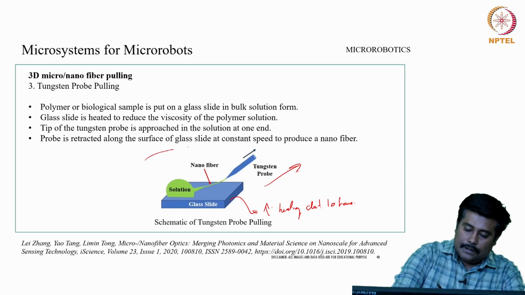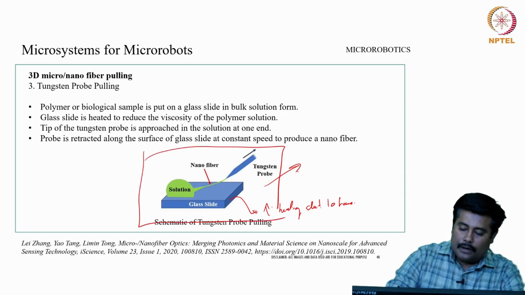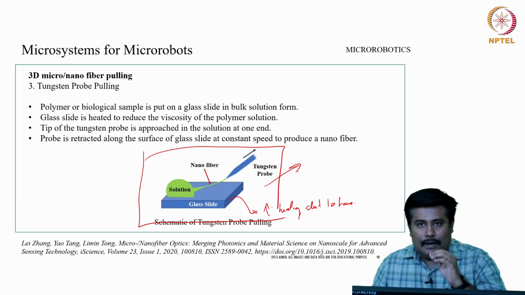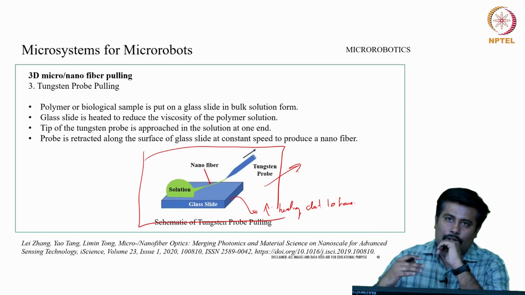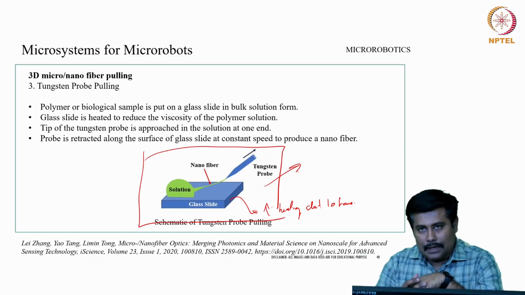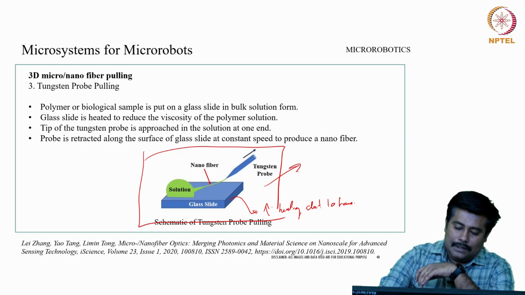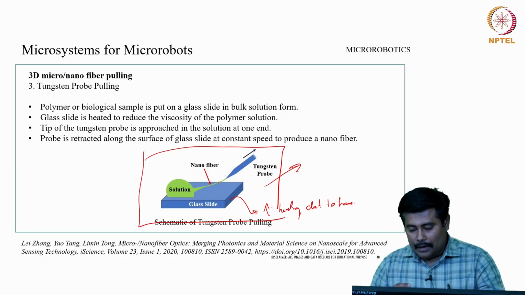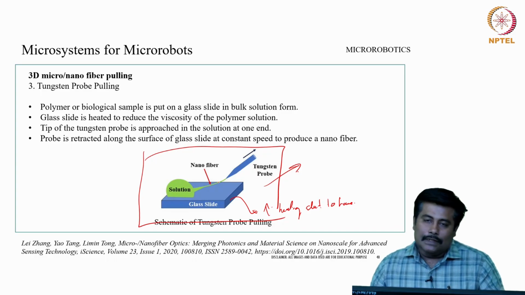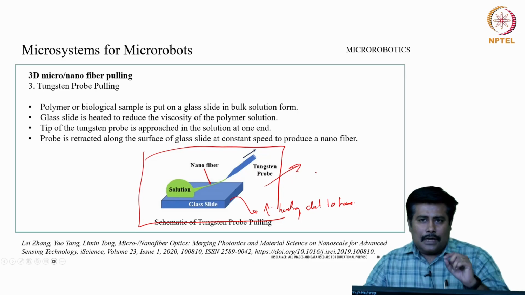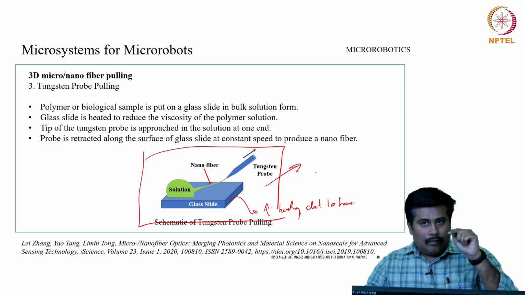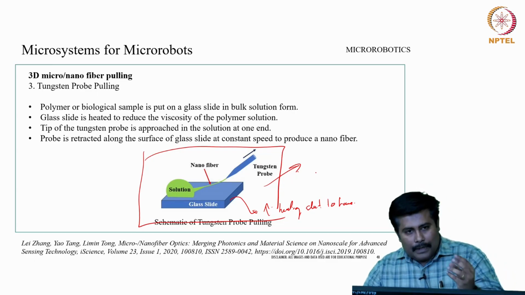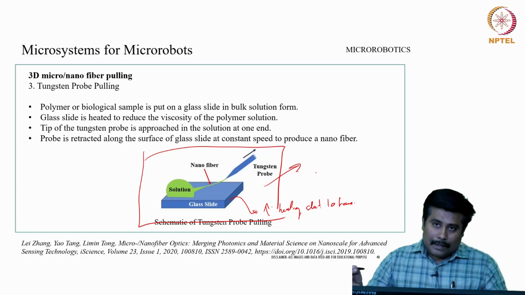In addition, this should be done in a controlled environment, and one of the most important aspects is that there should be no air flow within this domain. If there is airflow, there is a chance that the nanofiber may break, or there will be lattice deformation on the nanofiber. So this is a simple manipulation technique where a tungsten probe is used to pull the fiber based on its adhesion characteristics and wetting property.